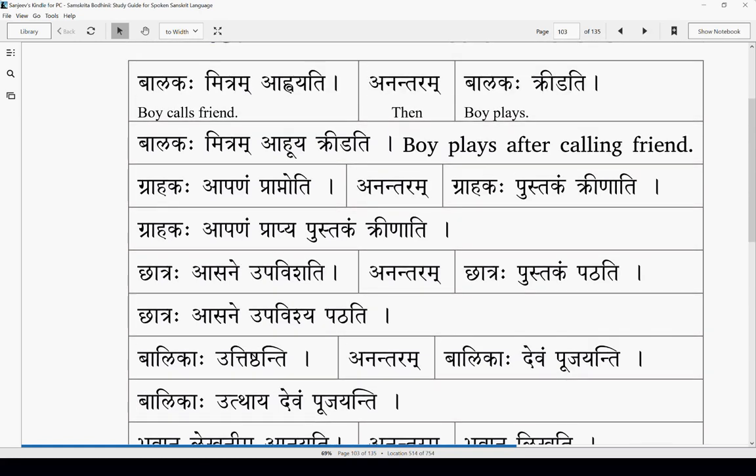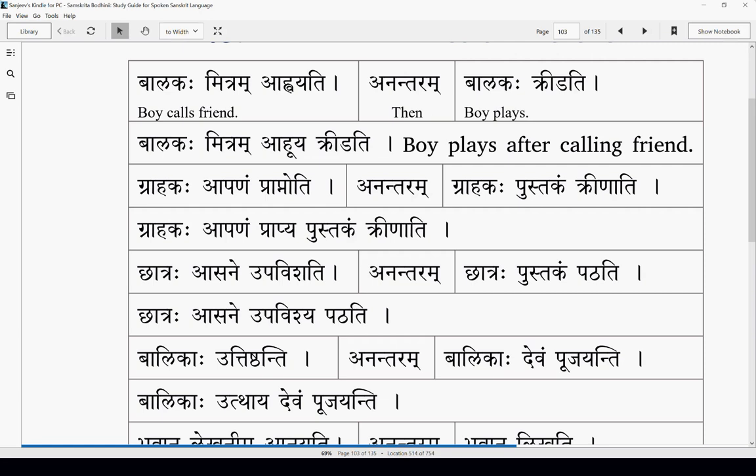Like balakah mitram ahvayati. Here there is an upasarga, so that's why we are using balakah mitram ahuya, not hutva. Ahuya kridati. He calls a friend or invites a friend, then after inviting he plays. Then grahakaha apanam prapnoti. Here also note that pra is the upasarga. Apnoti is the actual verb without the upasarga. If there is only apnoti, then we could have used aptva. But here we are using pra. Then grahakaha apanam prapnoti anantaram pustakam krinati.